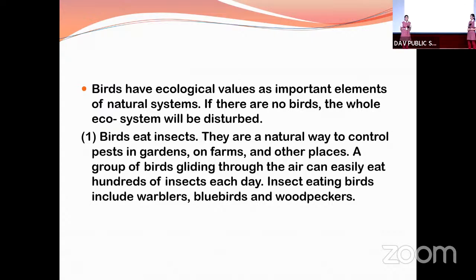So now let's see how birds play a vital role in maintaining the ecological balance of nature. Birds eat insects. They are a natural way to control pests in gardens, on farms, and other places. A group of birds gliding through the air can easily eat hundreds of insects each day. Insect-eating birds include warblers, bluebirds, woodpeckers, etc.